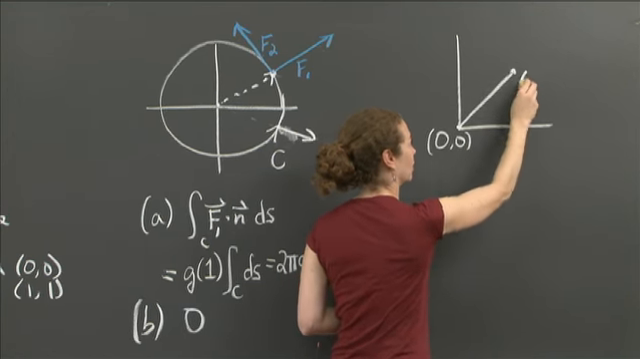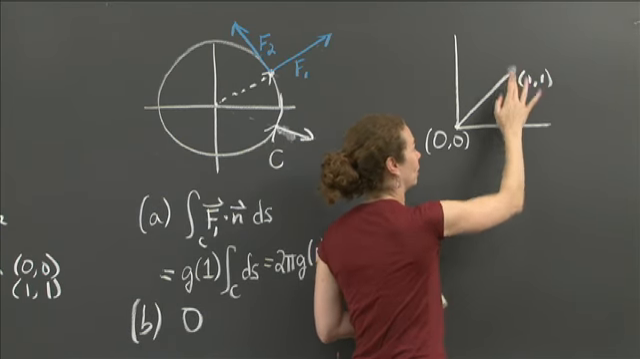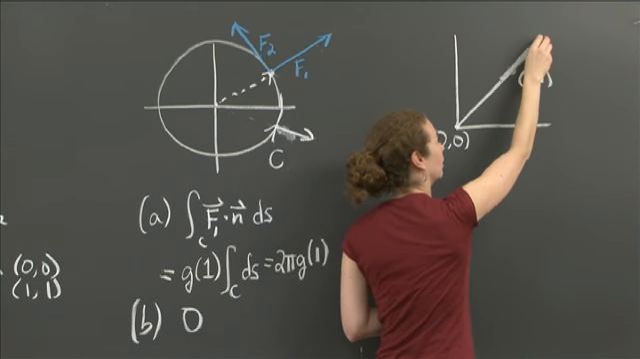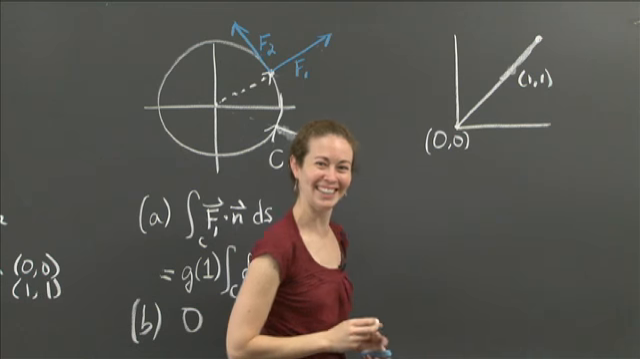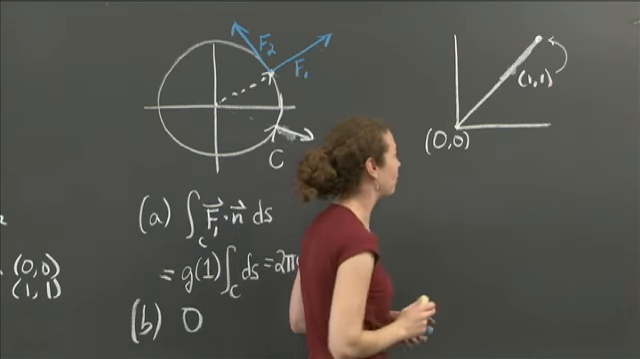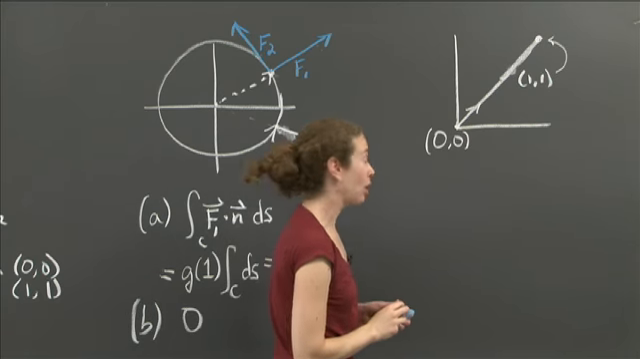And here's (1, 1). Oh, actually, I'm going to make it a little longer. I might need more room. So (1, 1), I'll make it a little further up. There's (1, 1), okay? (0, 0) and (1, 1), and that's my curve. Now, if I parameterize it in this direction, then I can draw my normal.